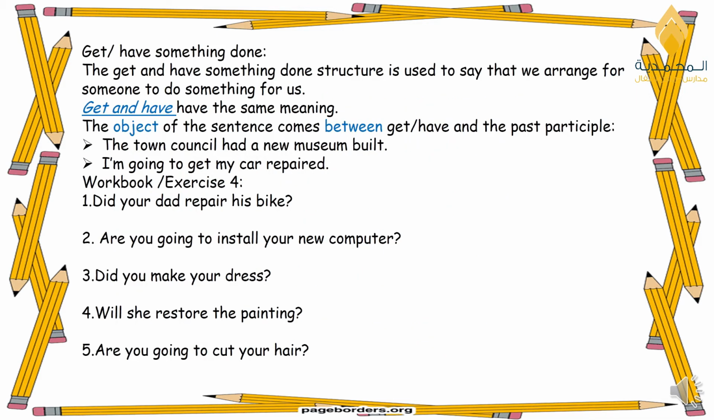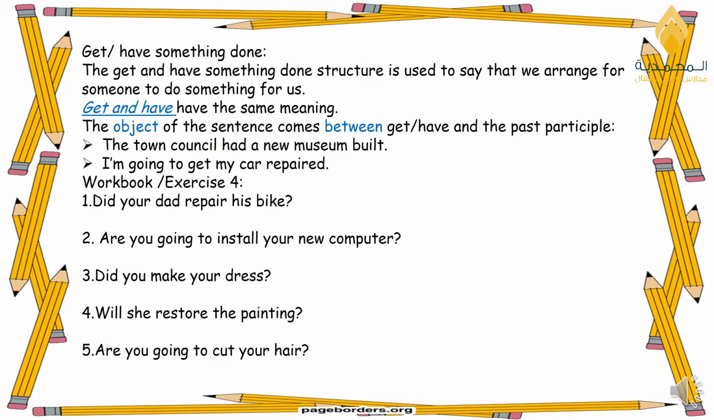Okay, there is something that you have to learn in this unit: get or have something done. When do we use this structure? The get and have something done structure is used to say that we arrange for someone to do something for us. It means that you're not doing that thing by yourself. Somebody is doing that for you.